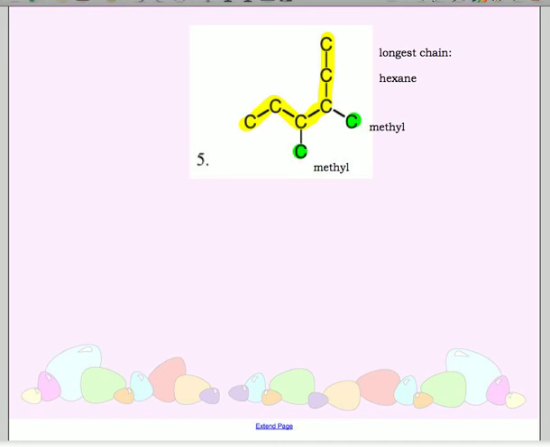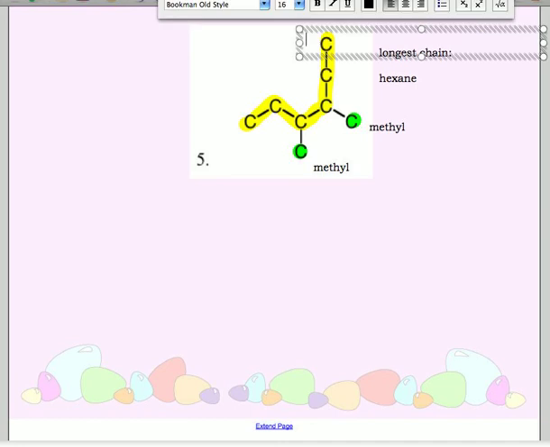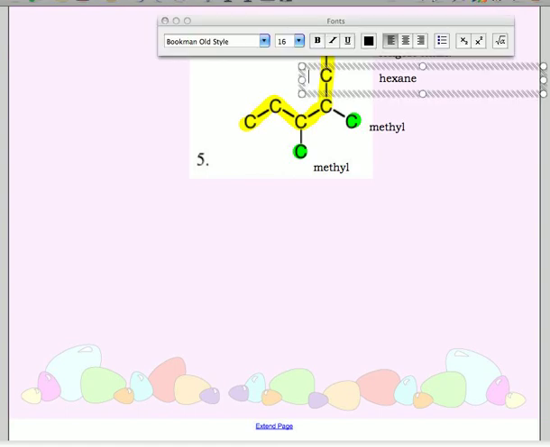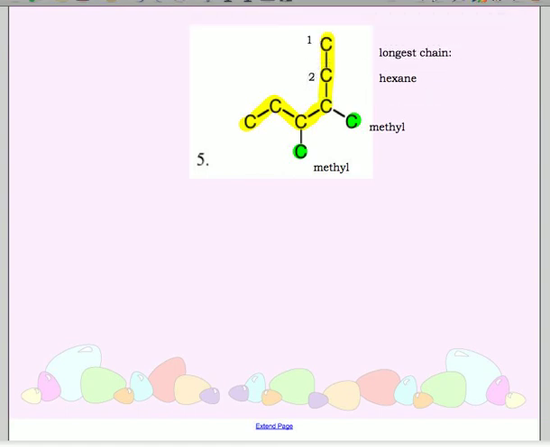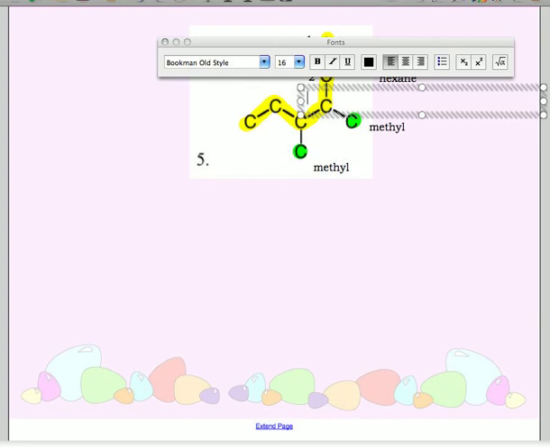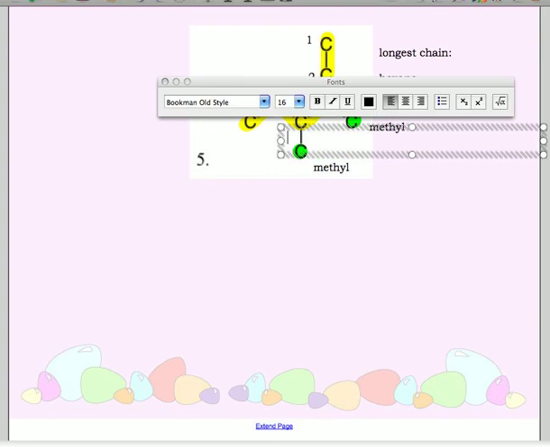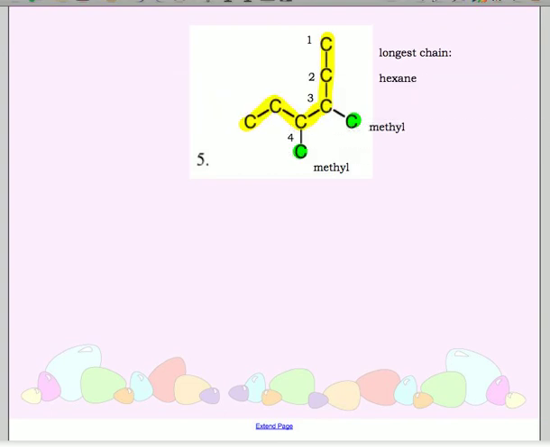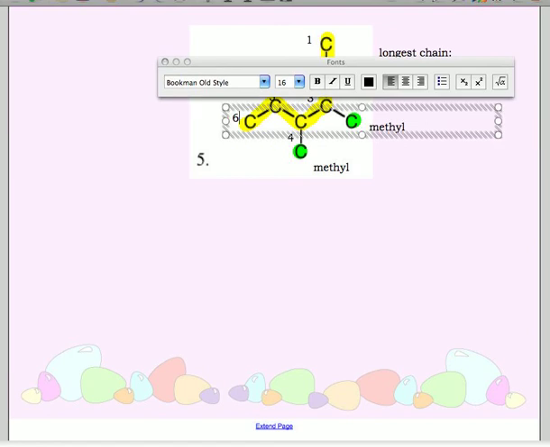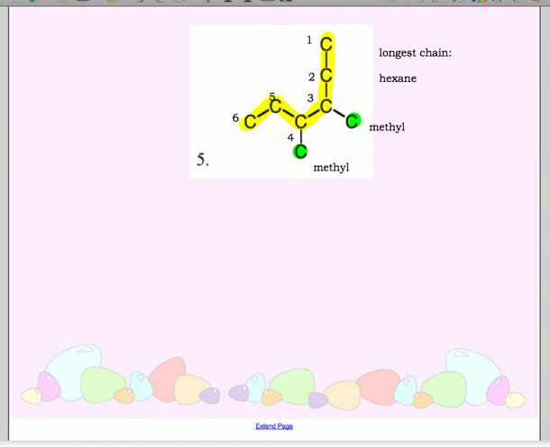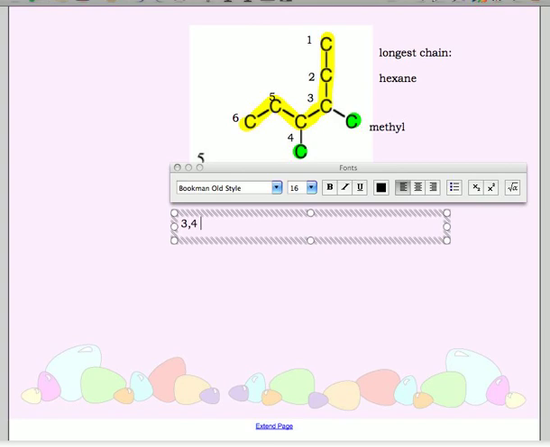So it doesn't matter in this case, so I'm just going to say that this is my number 1 carbon, which means 2, 3, 4, 5, and 6. Alright, so we're going to put it all together. We have 2 methyls, which means we need to have 2 numbers. 1 methyl's on the 3, 1 methyl's on the 4. So we should have 3, 4.